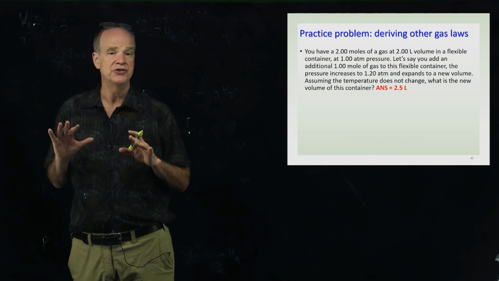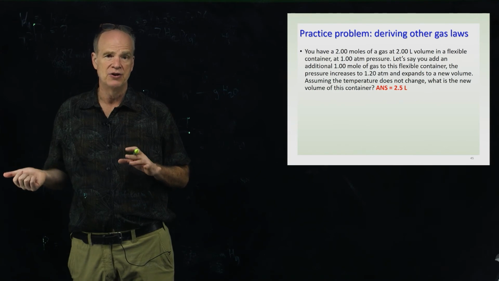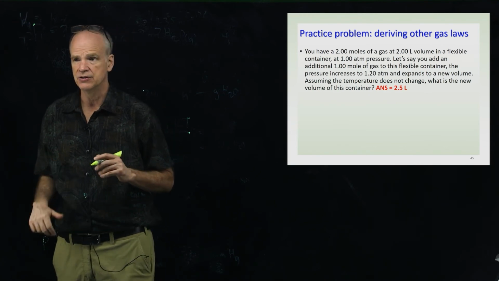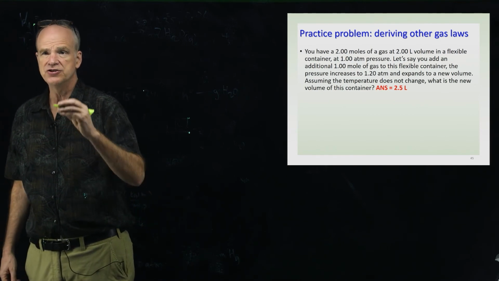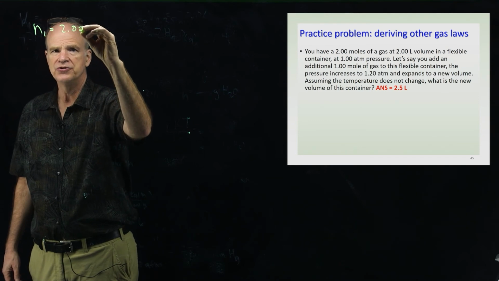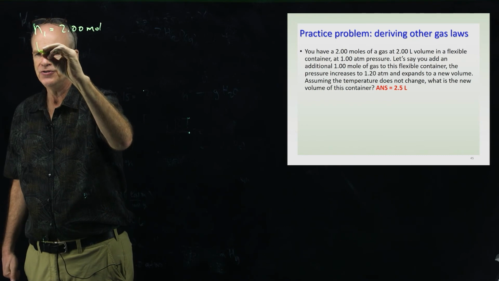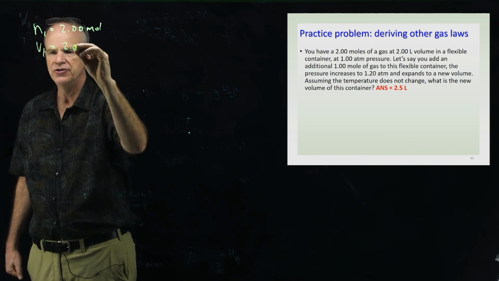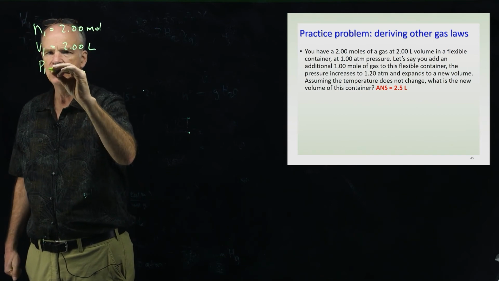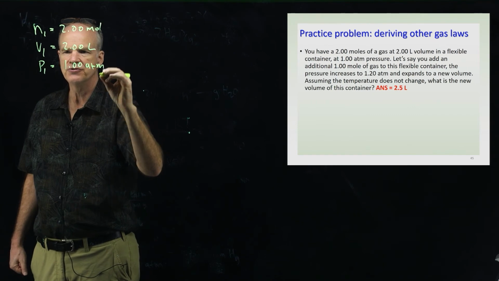What I want to do is assign variables, and that can help me focus as to whether I know a gas law that can be used to solve the problem. Okay, so we have initial conditions where we have moles, we'll call it N1, is 2.00 moles. And then we have volume of a gas, so V1 is 2.00 liters. And we have a starting pressure as well. P1 is equal to 1.00 atmospheres. Okay, so far so good.